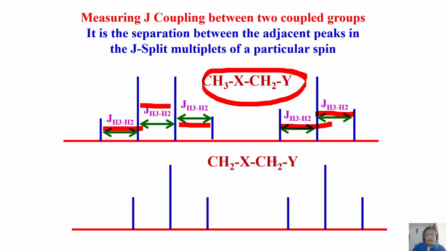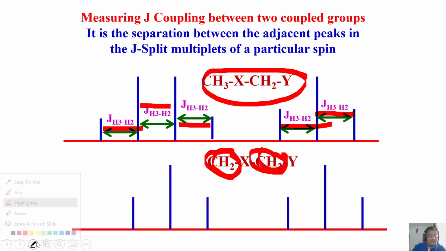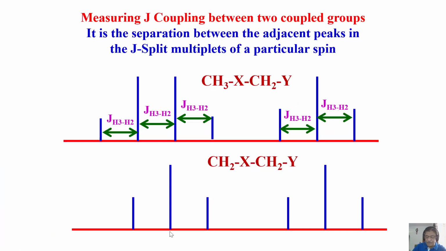If I take CH2 coupled to CH2, what type of pattern do I expect? If X and Y are different, let us say there is no symmetry, then this will be a triplet because of this, and this will be a triplet because of this. Very interesting, right? So that's what happens. You get a triplet and a triplet in this molecule. This will give you the J coupling, this will give you the J coupling, and this gives you the chemical shift of one. This will give you the chemical shift of the other.